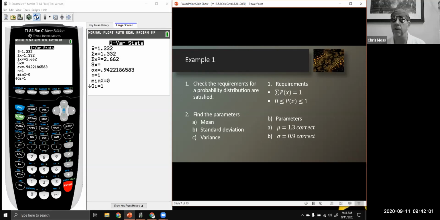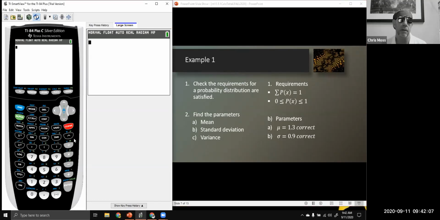Now, before I get to the variance, I want to point something out. If I come back over here to my calculator, take the 0.9 and square it, I get a value that rounds to 0.8. Now, here's the issue. That number there is probably incorrect. What I need to do is to use the unrounded standard deviation, all those decimal places.